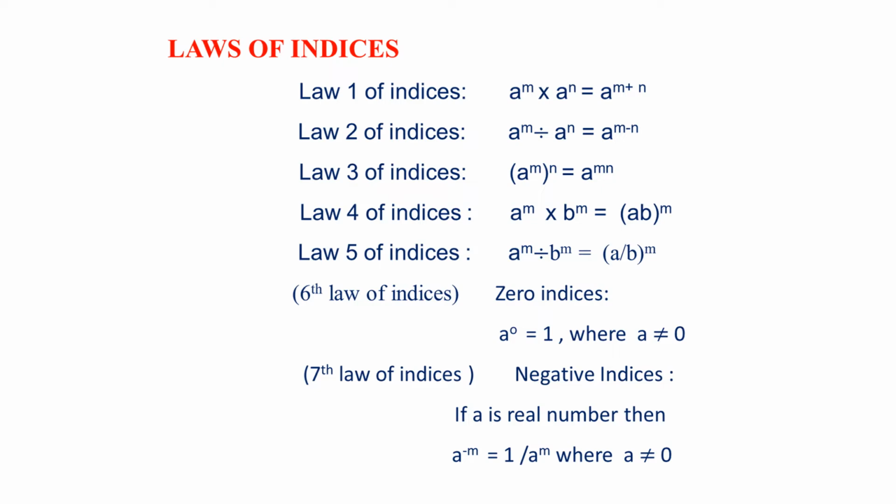Anything with power 0 is always equal to 1, and negative indices can be dealt with in the way that first we convert these negative indices into positive. In this way, for example, a power minus m can be written as 1 over a power m. Then we evaluate numbers like this.